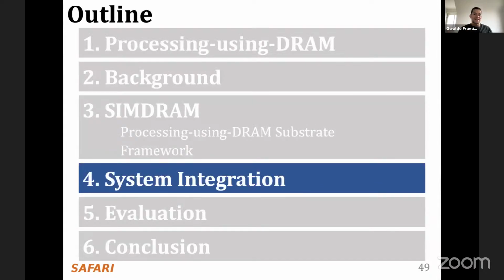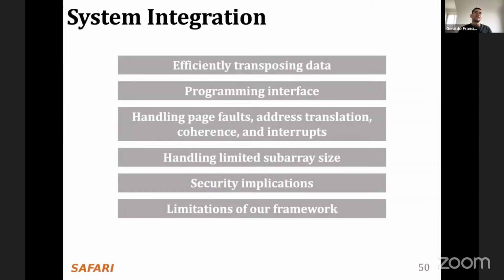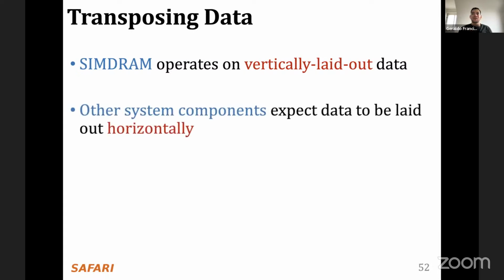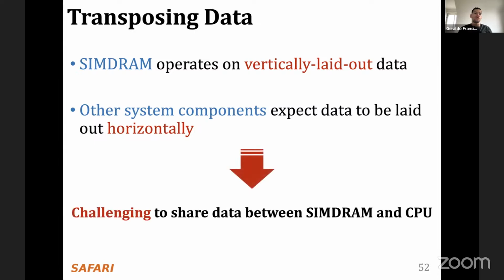Next, I'm going to briefly discuss the system integration that we perform in SIMDRAM. We employ several techniques to efficiently integrate SIMDRAM in a system. The first technique is regarding efficient transposition of the data layout in DRAM, which enables SIMDRAM to store the data required for in-DRAM computation in a vertical data layout. Since SIMDRAM operates in a vertical data layout, while the operating system implements a horizontal data layout, it is challenging to move data between SIMDRAM and the CPU.